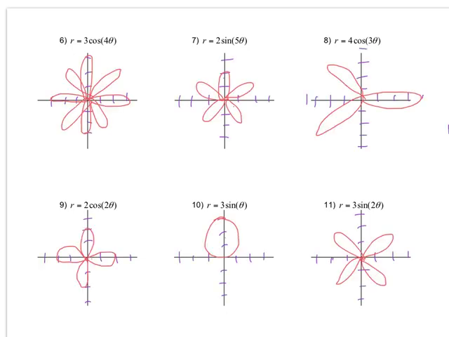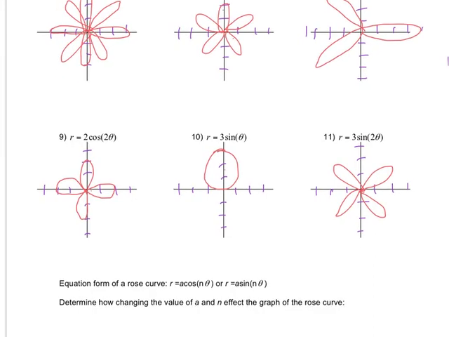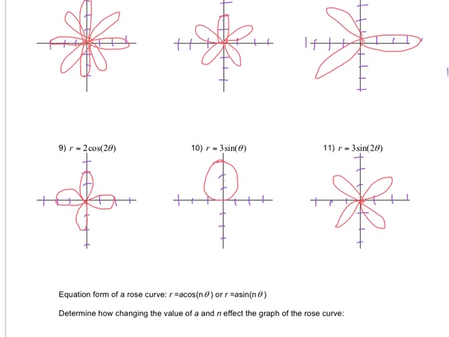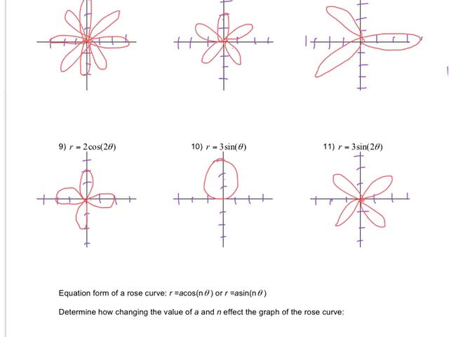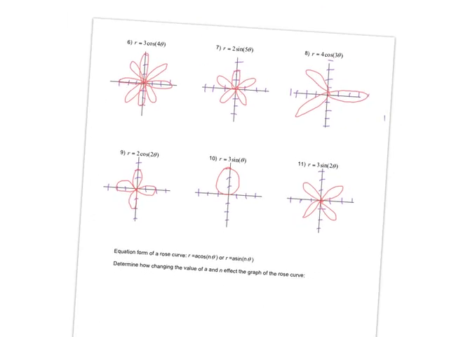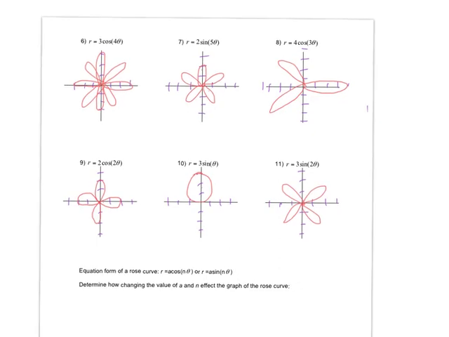Alright, so here are the very rough sketches of these graphs after you have spent time plugging each one into your calculator. And so what we're going to talk about is the fact that any rose curve has this form of an equation: r equals some number times the cosine or sine of some multiple of theta.